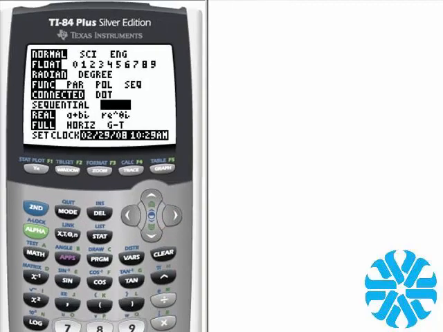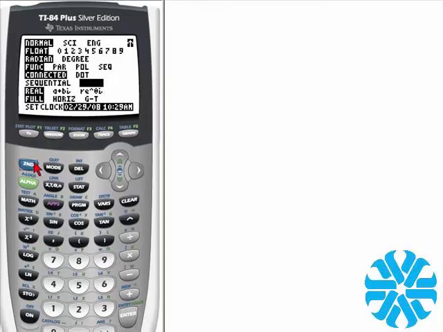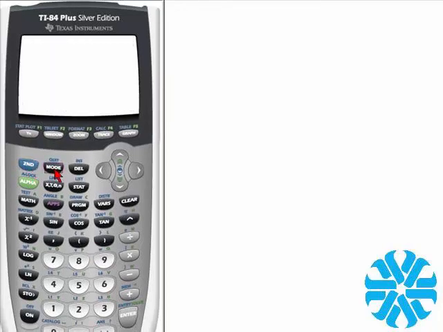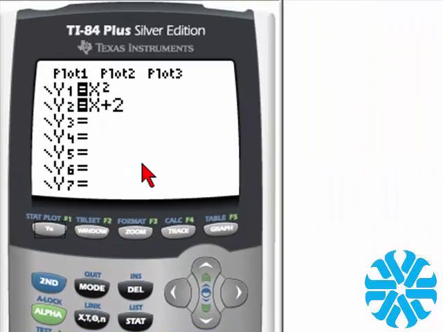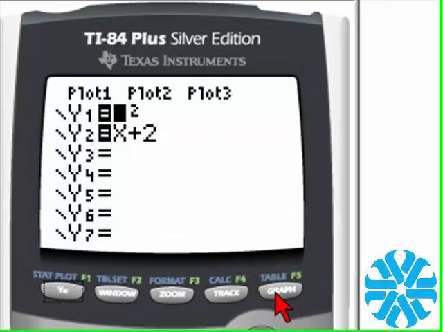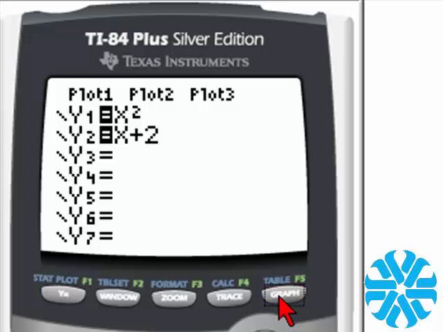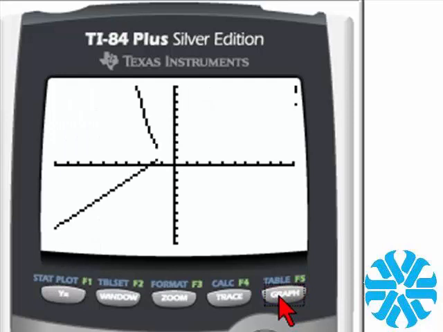Select Enter, and then we will quit, and then select y equal, and you can see both the functions are in there. And if we hit Graph, what will happen is both of the functions will show up at once, all at the same time. As you can see in the simultaneous mode, both of the functions are being plotted at the same time, or simultaneously.